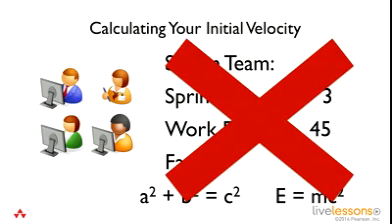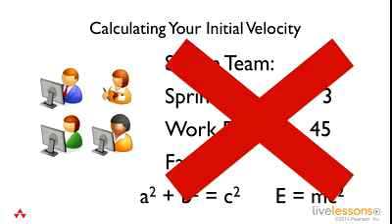This is ridiculous. It's going to be wrong. There is no formula for coming up with initial velocity. This team has not worked together before. They've not worked on this product before. Anything you try to use as a formula is most likely going to be faulty, but if you do it in a formula, you'll think that it's fairly accurate, and it implies a degree of accuracy that's not really there.